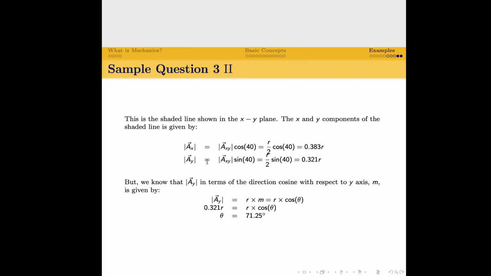So now that we have obtained Ay, the magnitude along the y-axis, all we need to do is find out that value of m, or direction cosine, for which this relationship holds true. So as we can see, we will end up with theta equal to 71.25 degrees.